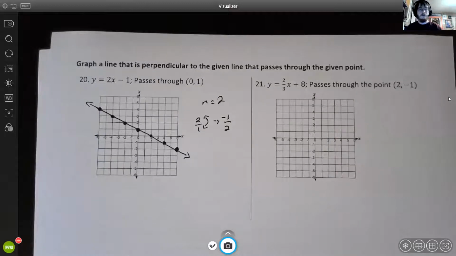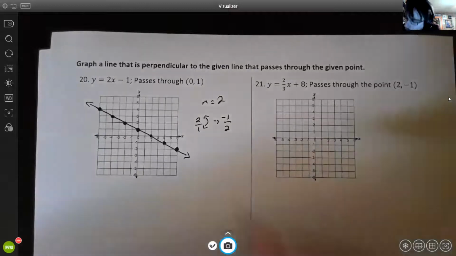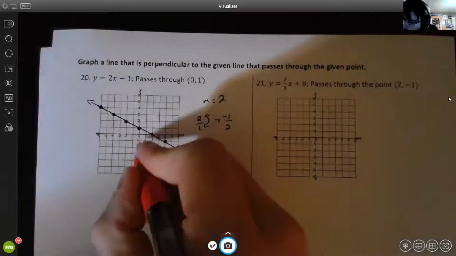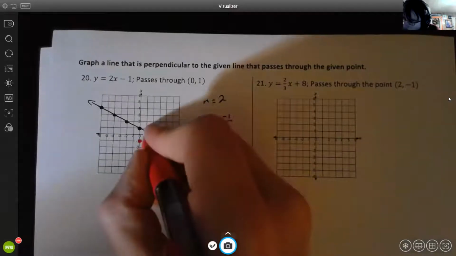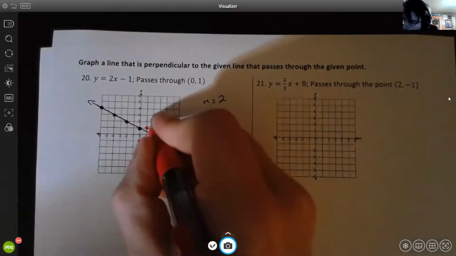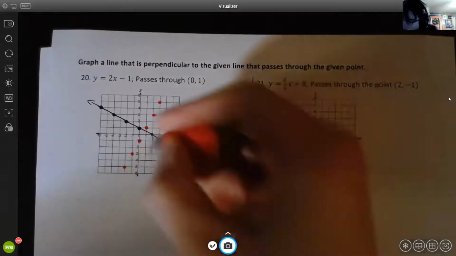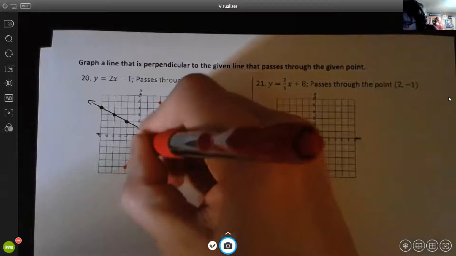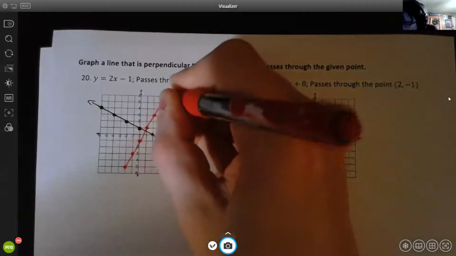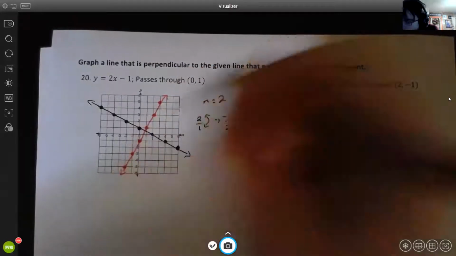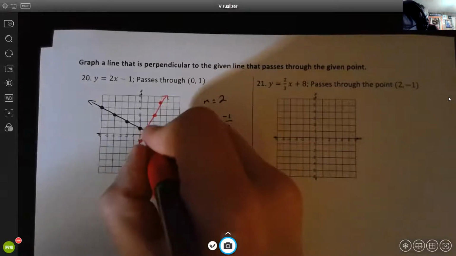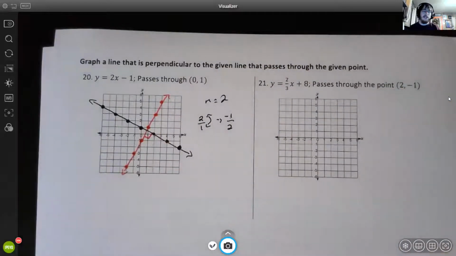And if we graph the other line here, and I just am going to do this real quick. And if we were to measure that, we would see that these do indeed form a right angle there. Again, assuming I could draw a straight line. Okay?